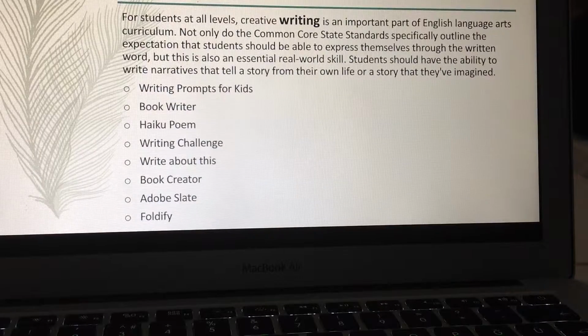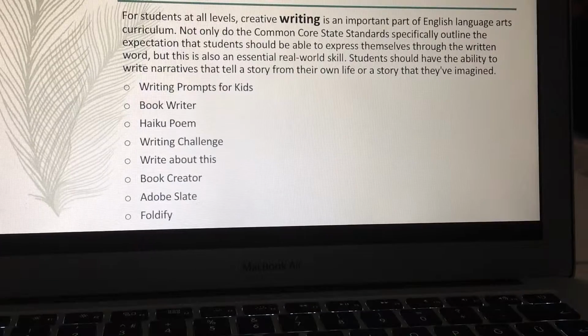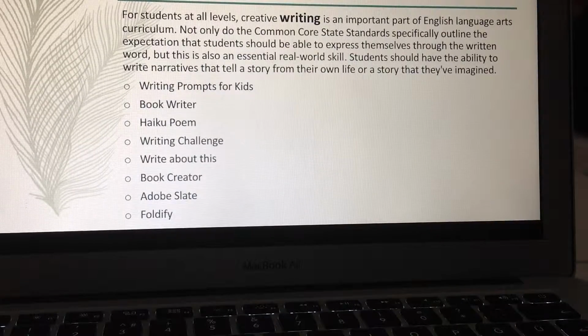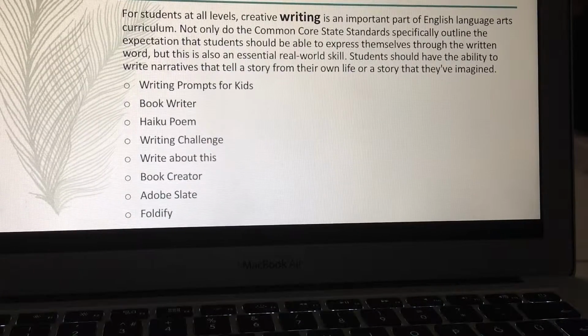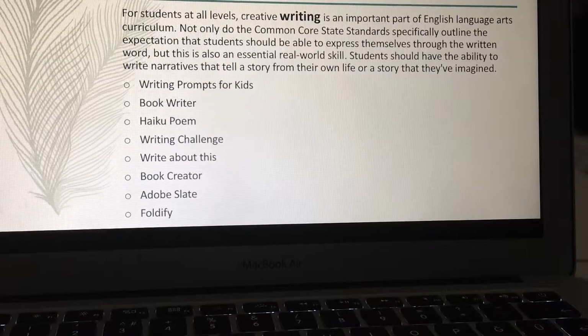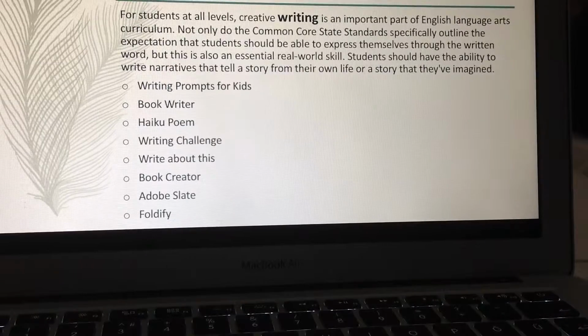Moving on to the next section, let's take a look at skills by skills educational technology integration. Firstly, creative writing can be a daunting task for students who struggle to think of story ideas or who don't love the writing process. For kids who have trouble putting pen to paper, there are a handful of fantastic iPad apps that just might inspire them to tell a story. Writing Prompts for Kids, Book Writer, Writing Challenge, Write About This, Book Creator, Adobe Slate, Foldify.